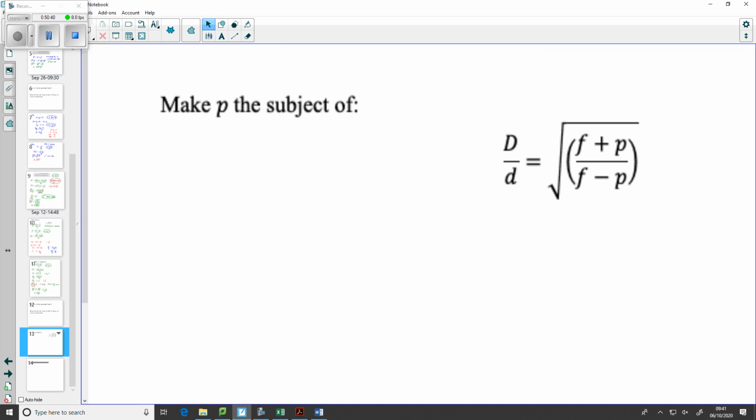Right. We'll have a look at one now. Bit tricky. D over D is equal to the root S plus P over F minus P. What do you think you might do with that?